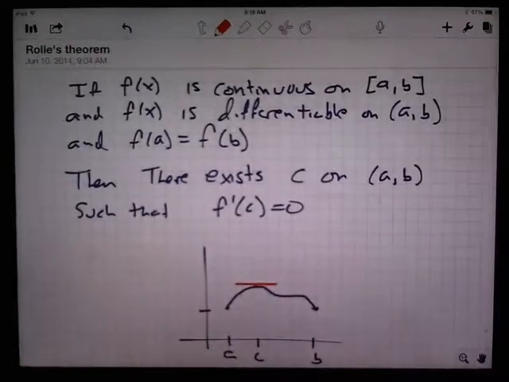Okay. And really our only use for Rolle's theorem is to prove the mean value theorem, and I will do that in the next video.